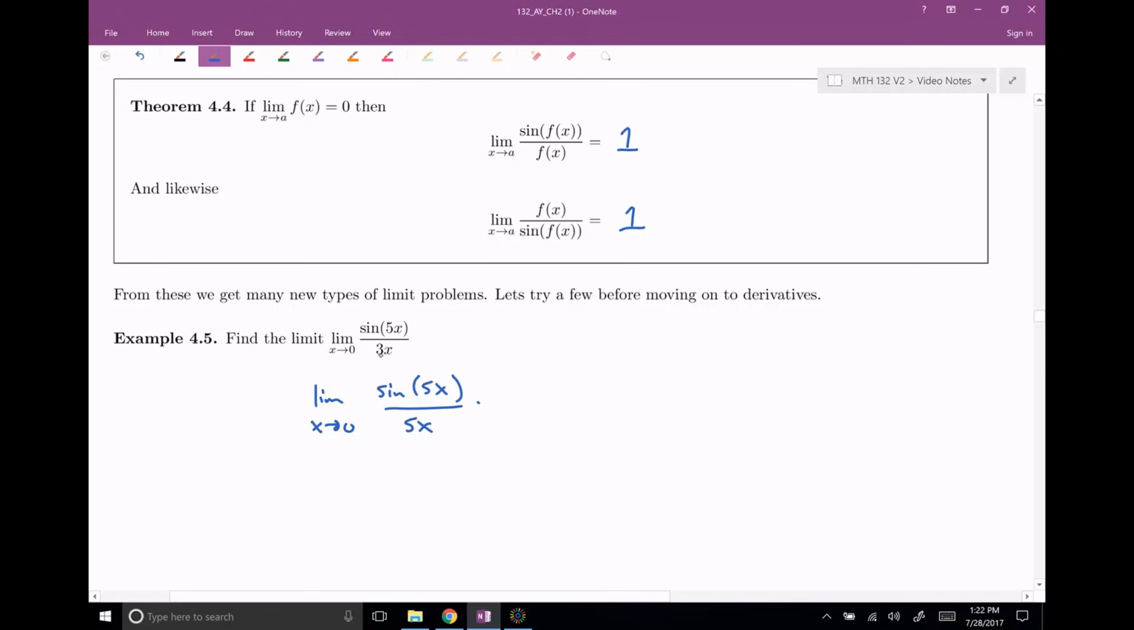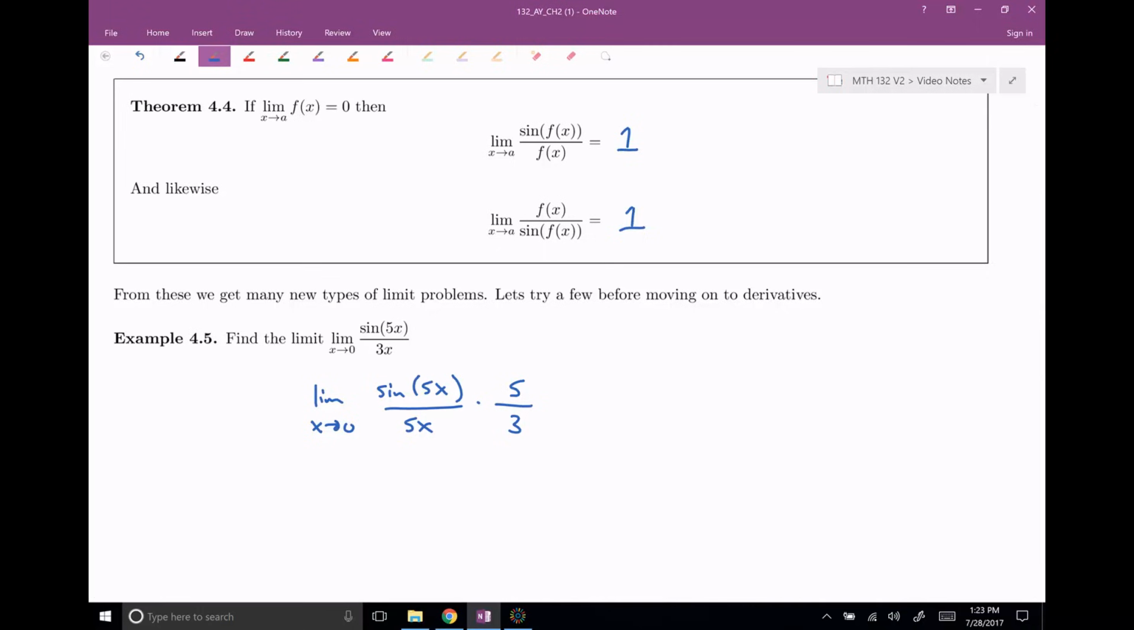First of all, I can't forget that I really have a 3 down here. So I'm going to go ahead and move this 3 off to the side here. And I made a 5 appear in the denominator. If you're going to make a 5 appear in the denominator, well, in order to make this mathematically valid, you should also make a 5 appear in the numerator. Then this is just a fancy way of multiplying by 1.